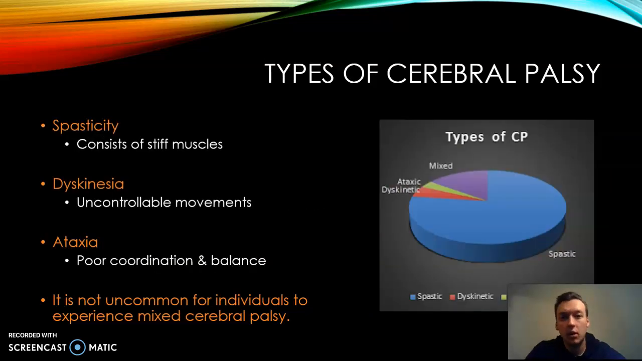So, like I said before, cerebral palsy is a group of different disorders. It's not just the one. There's three different types. There's spasticity, dyskinesia, and ataxia. And like the graphic on the right shows, it's not uncommon for individuals to experience mixed cerebral palsy.